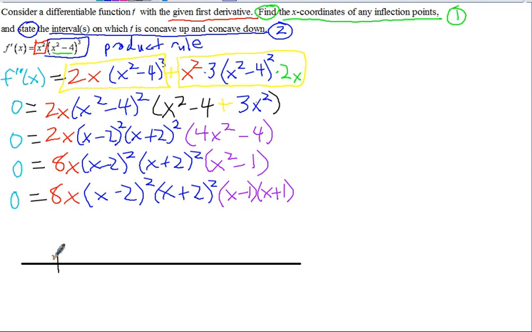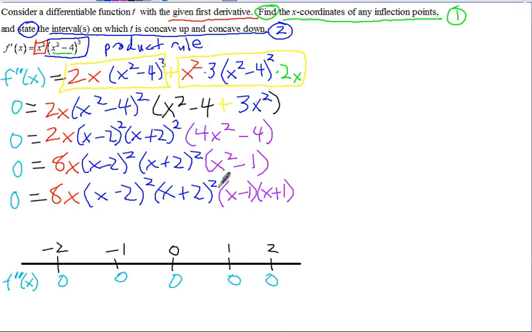So in order, -2, -1, 0, 1, and 2. And we get f double prime of x. All these, again, there's no denominator, so all these just make the second derivative 0. And let's test, but before we test, let's see if we can find some shortcuts.